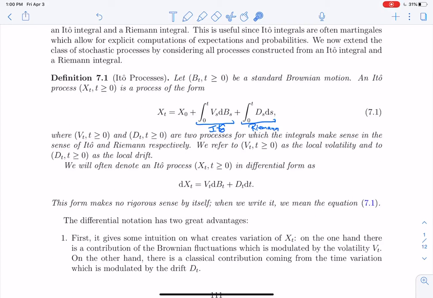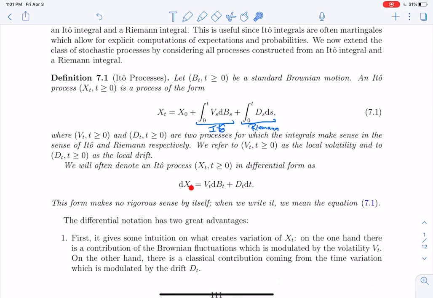Now, remember that we can save some time, and instead of writing those integrals, write the differential. So dX_t, which is X_t minus X_0 if you want infinitesimal, is equal to V_t dB_t plus D_t dt. Okay? Again, this makes no sense by itself. It only makes sense written as integrals. However, it gives us some idea of what this process does, at least locally. So there is some drift.